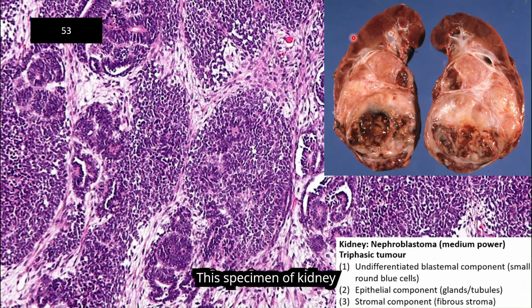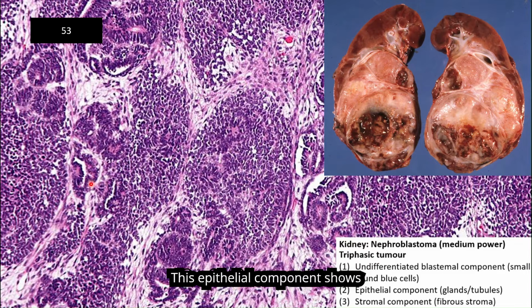This specimen of kidney is showing a mass at the lower pole having necrosis and hemorrhagic area. In microscopic view, you can appreciate three components. One is these small blue cells. These are undifferentiated blastemal component.